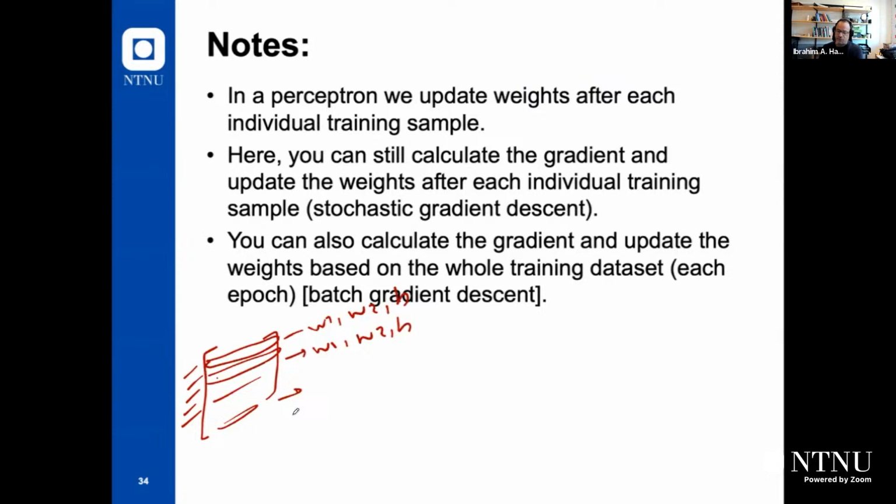And we can repeat this process several times. So the learning process here is incremental. You can still calculate the gradient and update the weights after each individual training sample. We call it stochastic gradient descent.